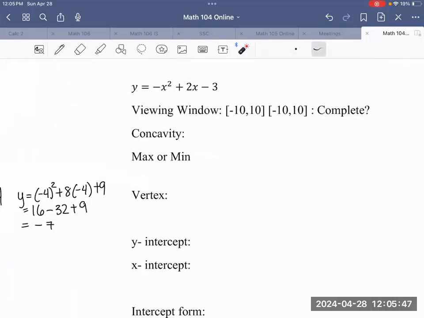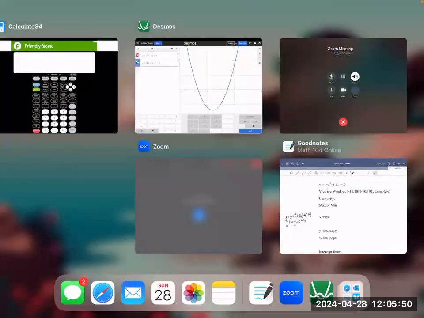So if this is your graph, let's see, 2, 3.